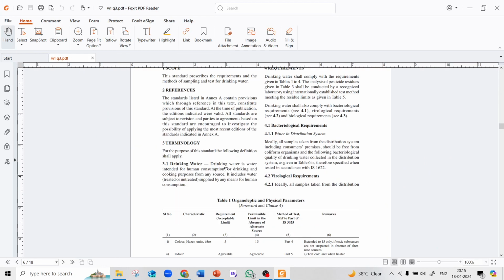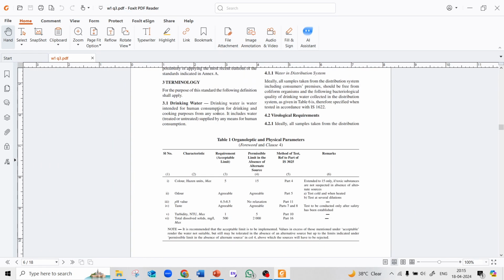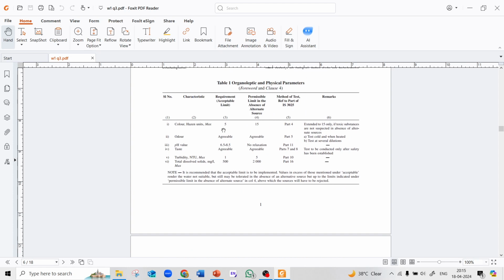Whenever we drink any water, it is made sure that it follows these specifications. There are some specifications given in the IS code, which say that your drinking water should be within this limit range. Its pH should be between 6.5 to 8.5. And there are two things: one is the required limit and another is the permissible limit.